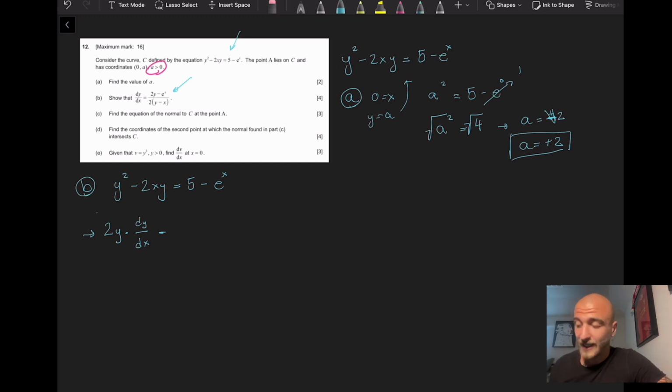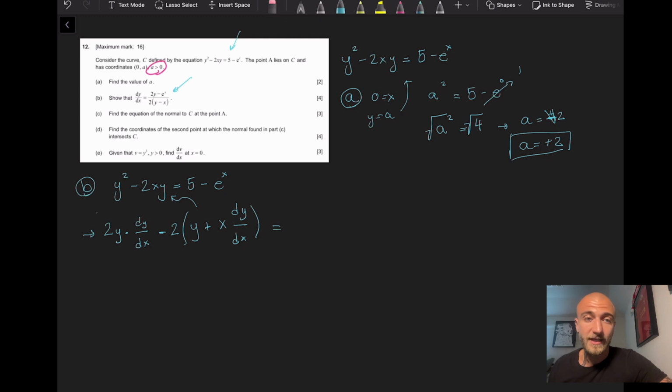Minus the second component, we're going to take the 2 out and then take the derivative of x times y using the product rule. So the derivative of x times y is going to be equal to the derivative of x, which is 1, so 1 times y is just y, plus x times the derivative of y, which is dy/dx. We differentiate that implicitly because we're differentiating with respect to x. So that's the derivative of that term there.